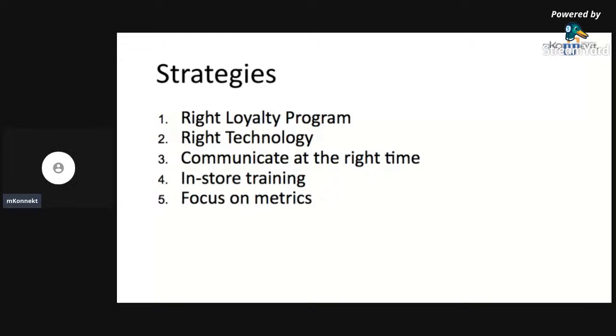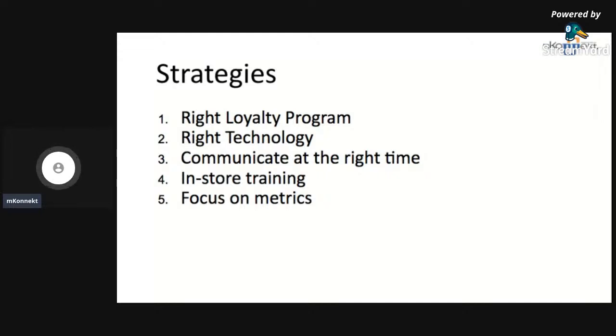Again, bear in mind whenever we are talking about these strategies, we are basically looking at things that we have done and things that have actually worked, where we have shown results to our clients from a loyalty program perspective.